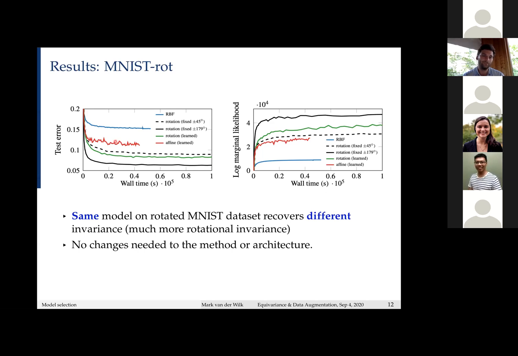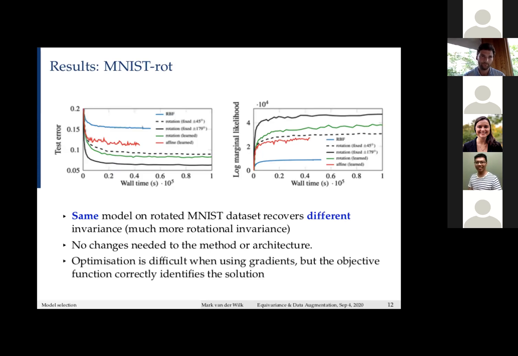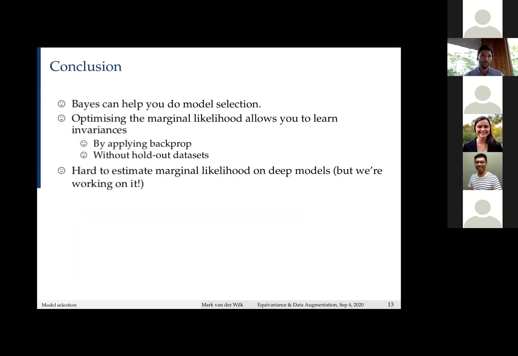Now, we had some problems with slow convergence of the gradient-based optimizer, but were able to show that at least the objective function correctly identified models with the right invariance added in it.